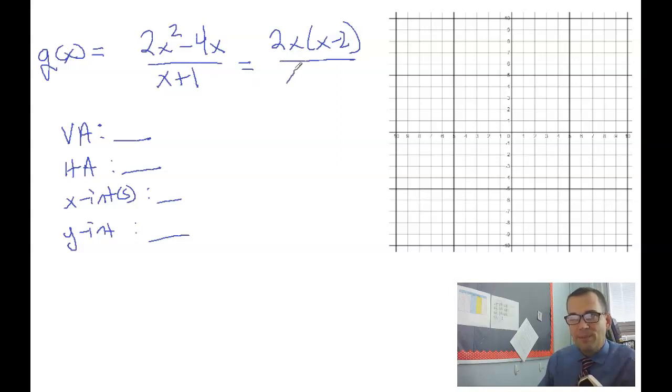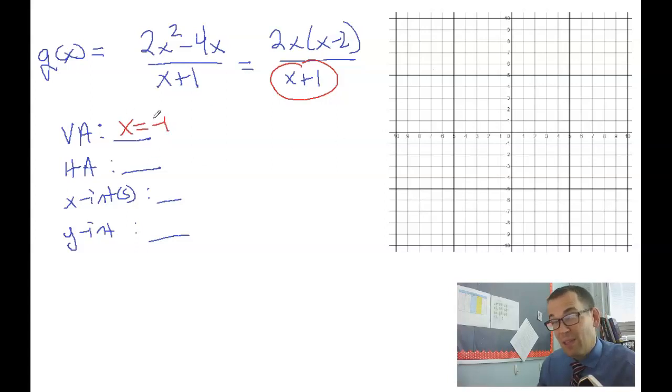The denominator, there's nothing I can do. Leave it just like that. So vertical asymptotes are going to be any place that might cause division by 0, because we're not allowed to cross vertical asymptotes, and we cannot ever divide by 0. So I'll look at this denominator and know that the VA is x equals -1.